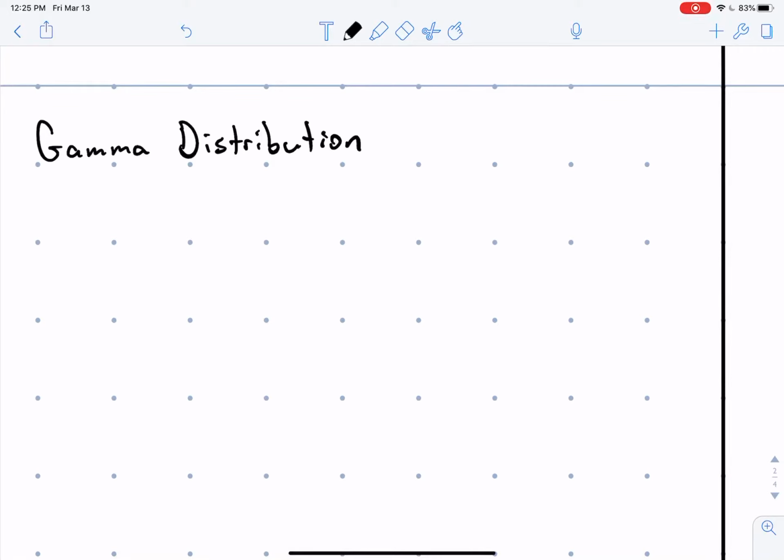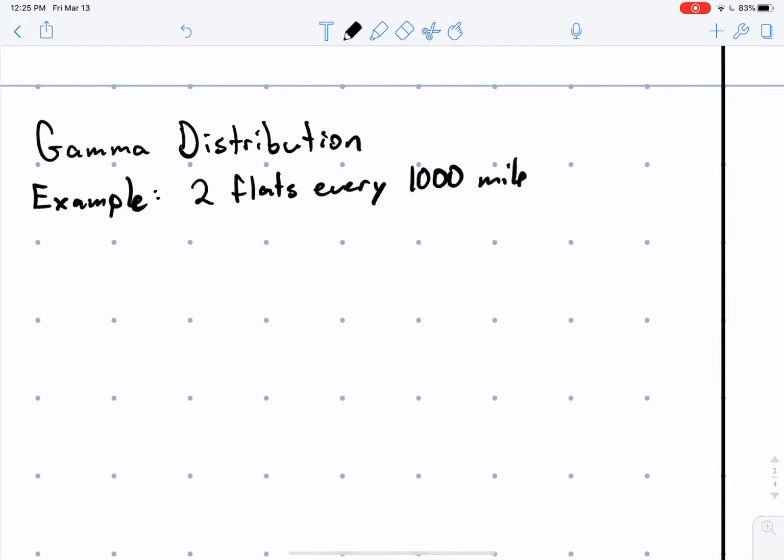In this video, I'll talk about the gamma distribution through an example. I like to ride my bike, and I get 2 flats, say, every 1,000 miles. So the number of flats I get in 1,000 miles, we said is Poisson.